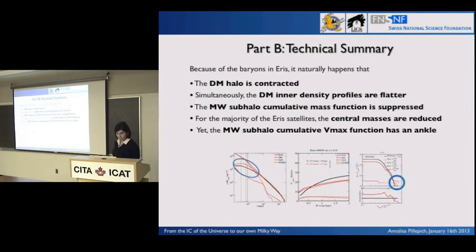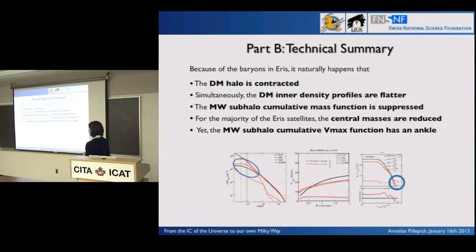But caveat those, I have a technical summary for this part. So essentially, in a simulation like Eris, where there were specific prescriptions for star formation and stellar feedback, I find that naturally the dark matter halo is contracted when you put the baryons, remember? But on top of it, still, the profiles want to flatten.